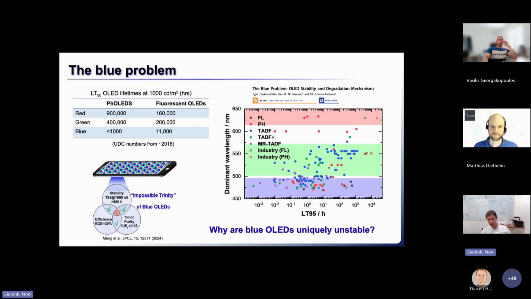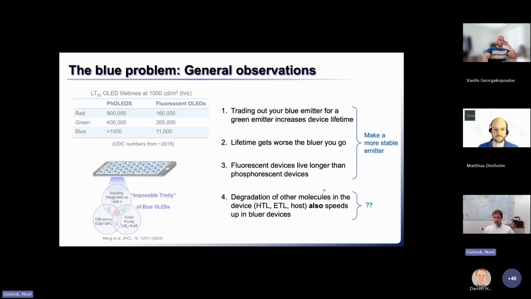So the question for us for the past couple of years has been, why are blue OLEDs in particular uniquely unstable? The observations that we made in the beginning went like this. The first is that if you trade out your blue emitter for a green emitter in otherwise the same architecture, you can generally improve your device lifetime. Lifetime generally gets worse the bluer you go. We just saw that in the previous view graph. And then fluorescent devices in general can be made to live longer than phosphorescent or TADF devices.